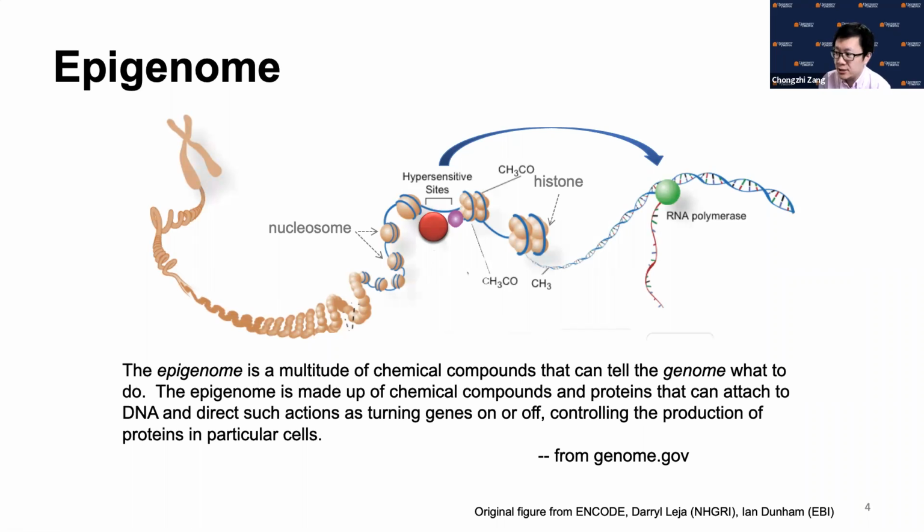According to the definition from the National Human Genome Research Institute, the epigenome is a multitude of chemical compounds that can tell the genome what to do. The epigenome is made up of chemical compounds and proteins that can attach to DNA and direct such actions as turning genes on or off, controlling the production of proteins in particular cells.